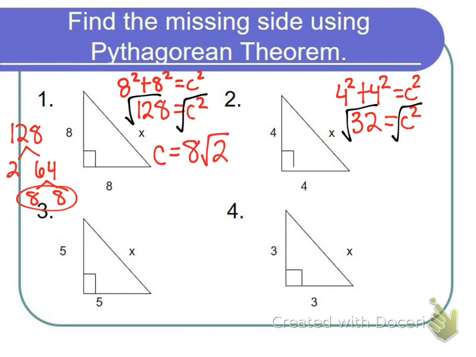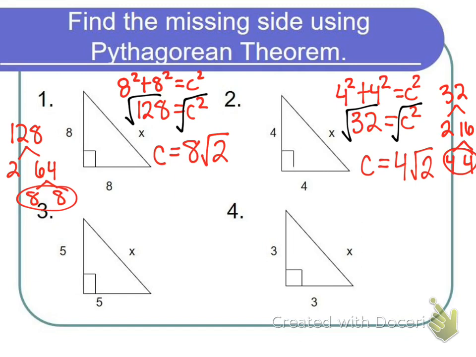4 root 2. Interesting. Oop, not squared anymore. Do we need to see 32 broken down, or are we okay with the 4 root 2? Anybody want to see it broken down? Yeah? So if we take 32, we break it into 2 and 16. 16 breaks into 4 times 4. So we have a pair of 4s and a 2 that's alone. So 4 root 2.